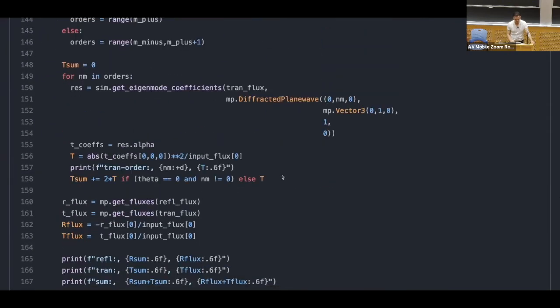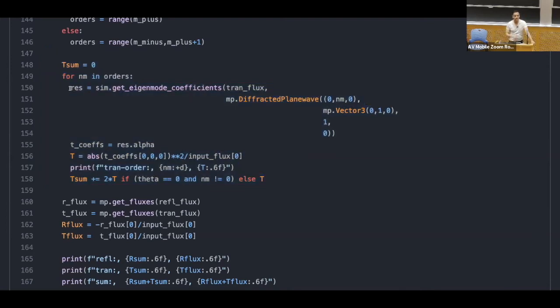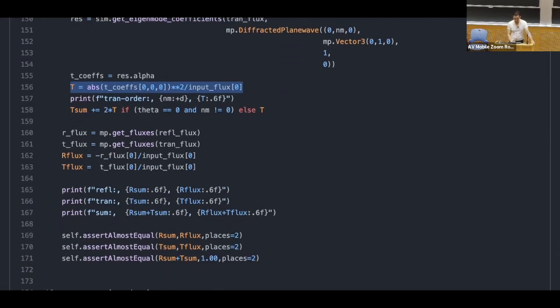And then again, we have this loop that's going to go one by one through all of the transmitted orders, compute its mode coefficient, from the mode coefficient form the actual diffraction efficiency, and then keep a running tally in T sum of the total transmittance of the transmitted orders. All right, that's essentially it. That's really it for the calculation.